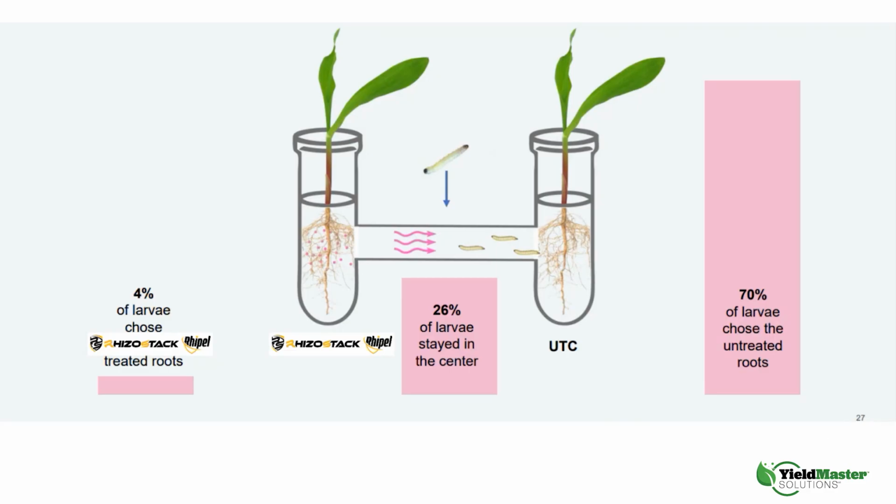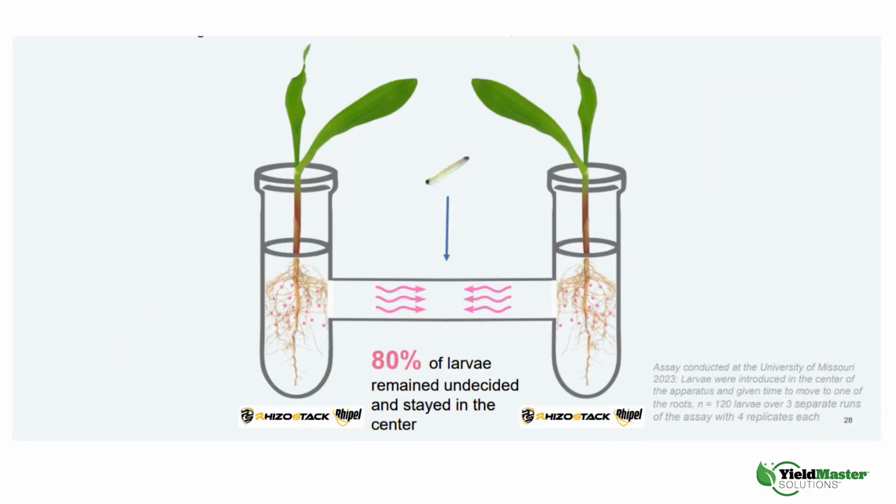Then when they put the RhizoStack Rhipel in both tubes, and put the larvae in that connection point in the center, 80% of the larvae remained undecided and stayed in the center. So that's showing that there are still going to be some that, for whatever reason, maybe the way the concentration of jasmonic acid is moving through the profile, or they hit an earthworm channel and can move easier without hitting that band of jasmonic acid, they're still going to find that root system.